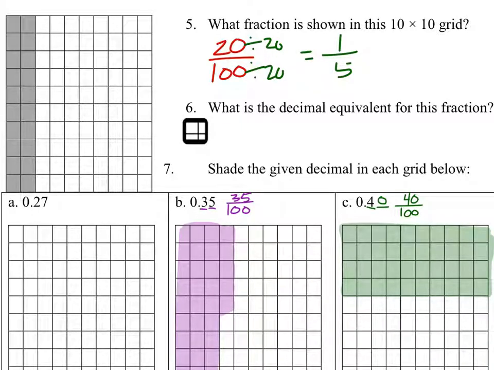Simplified. What is the decimal equivalent for this fraction? Well, we can use either 20 over 100 or 1 divided by 5. So if we do 1 divided by 5 in our calculator, we should get 0.2 decimal. Bam.